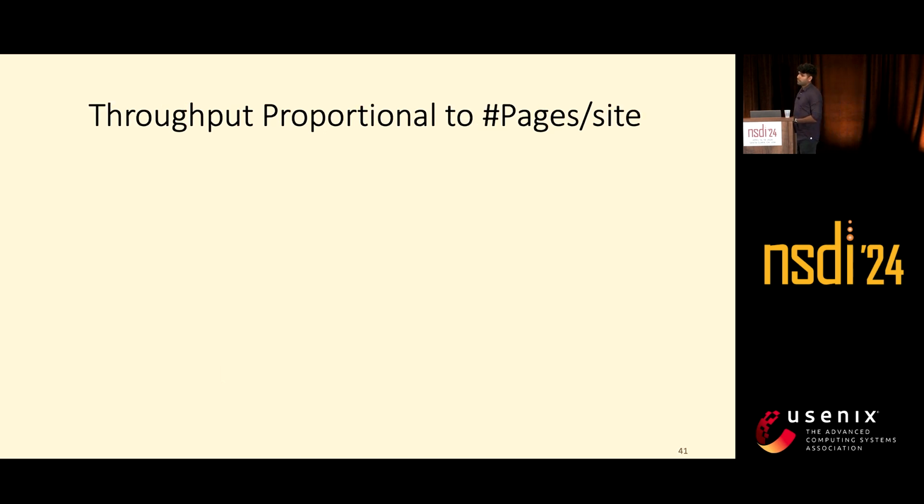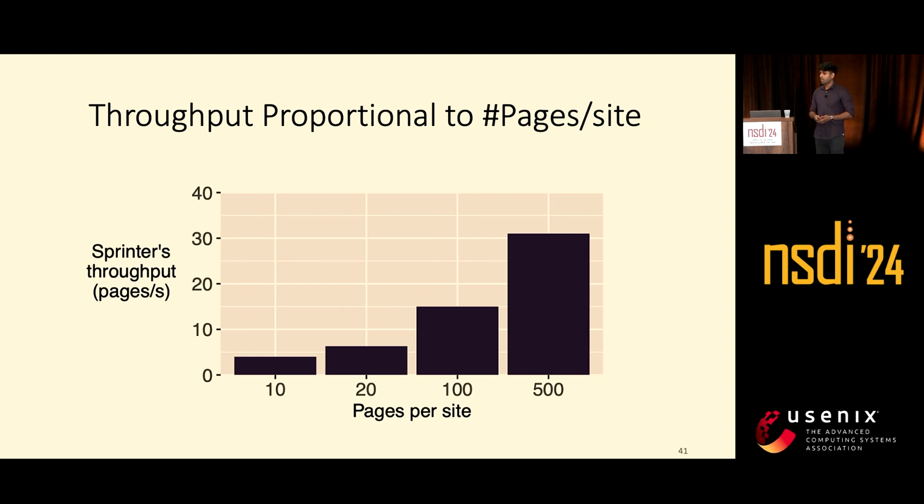Another interesting metric that we evaluated Sprinter on is how its throughput will change if we change the number of pages per site that we consider. If you recall, so far in our experiments, we looked at 500 pages per site. In this graph, I've plotted Sprinter's throughput on the y-axis and the different number of pages per site that we considered on the x-axis. The red line is the throughput of the dynamic crawler. As you can see, there is a certain case where Sprinter can perform even worse than the dynamic crawler.